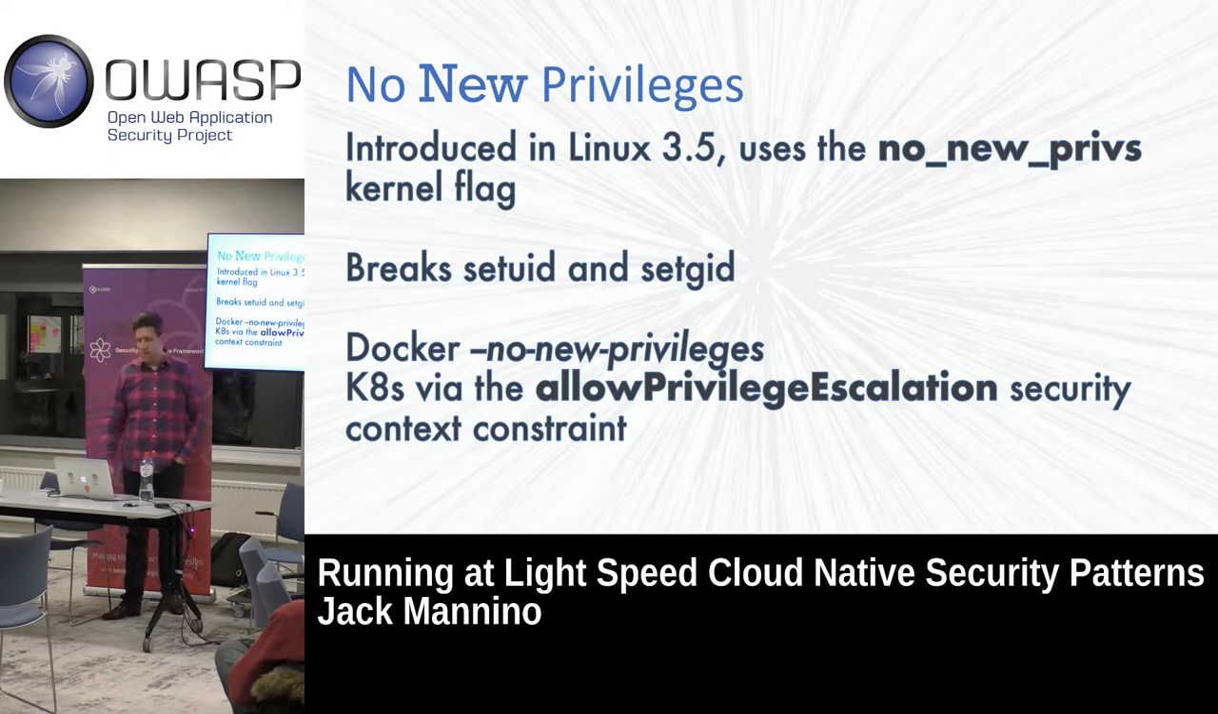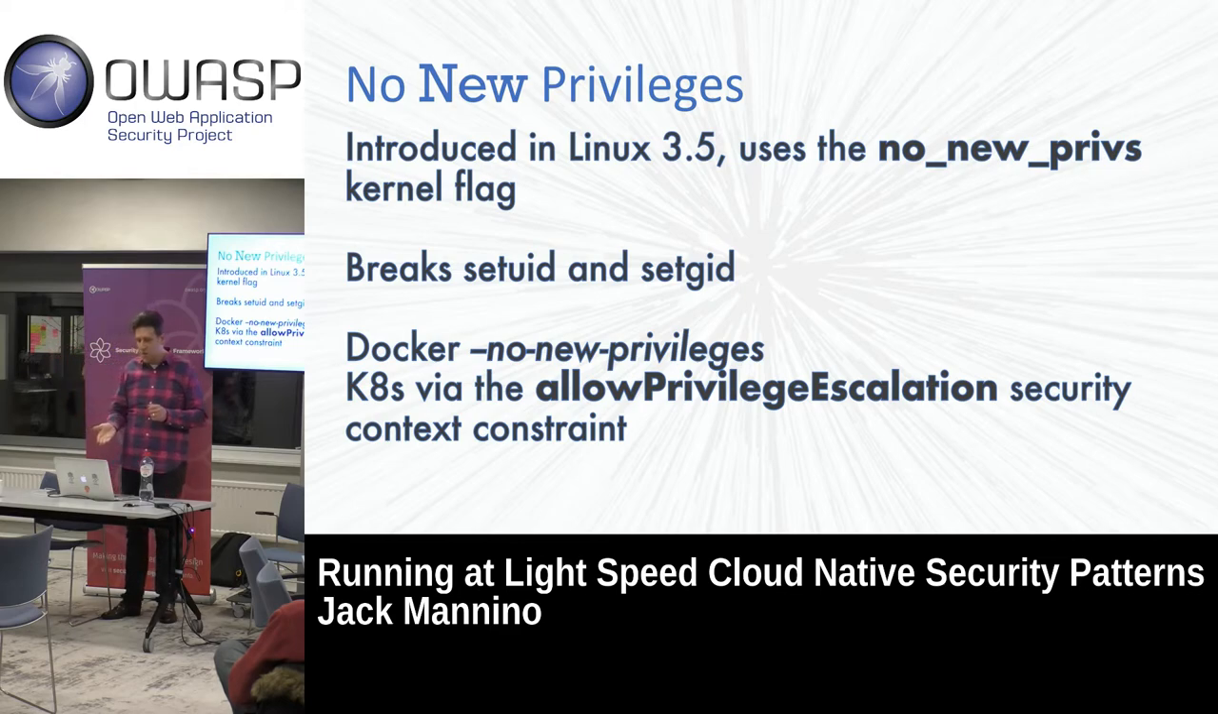No new privileges, another good one. It'll break things like setuid and setgid. Is everyone familiar with how attackers use setgid? You want to look for binaries that have elevated privileges. So you may not be able to be root, but you can attack a process that can elevate itself to root, and you can basically escalate privileges from that.